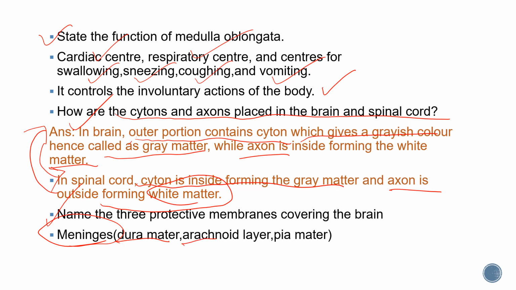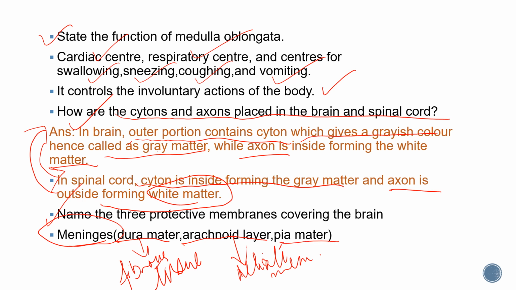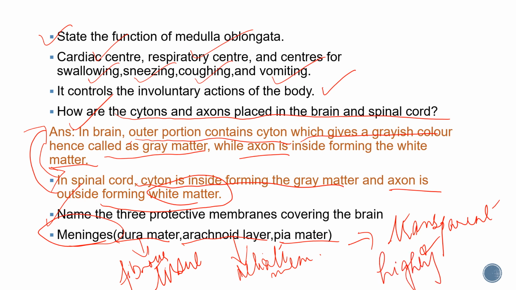The second part is the arachnoid mater. It is a very delicate membrane. The first part is formed of fibrous tissue, and the second part is a delicate membrane. The third part, the pia mater, is the inner thin part, which is transparent and highly vascular.